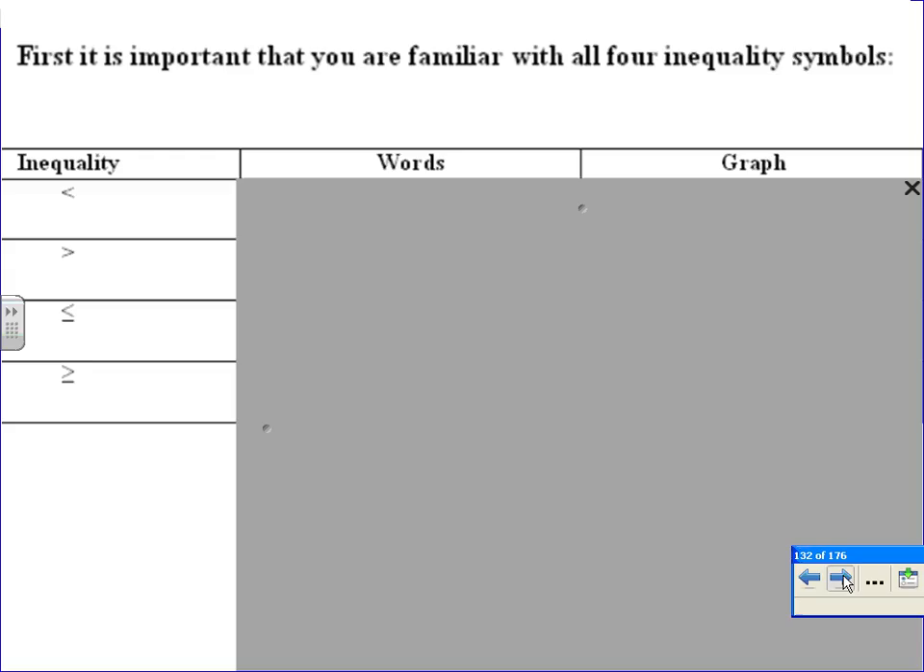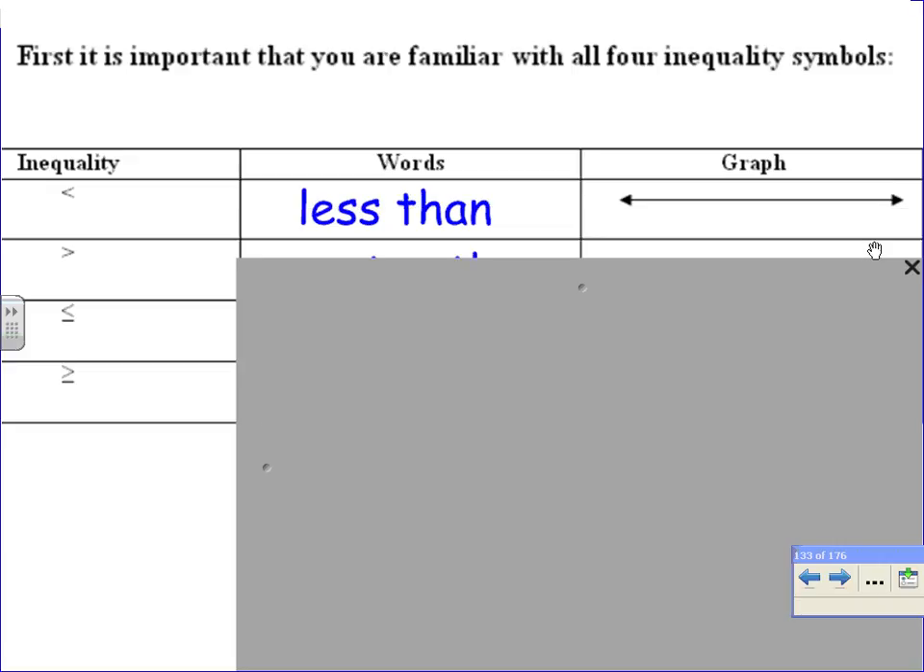Okay. So let's start with, well, what are the inequality signs? How do you say them? And how do you illustrate them on a graph? So how do you say the first inequality sign? How do we say the first one, Matt? Good. The first one is less than. So I want everyone to write down less than.